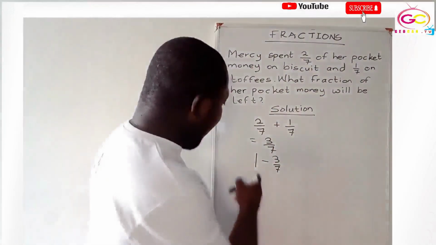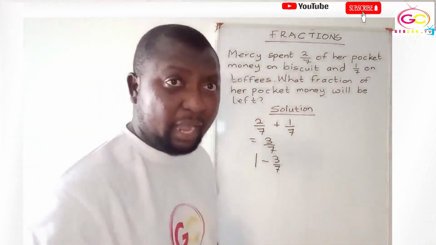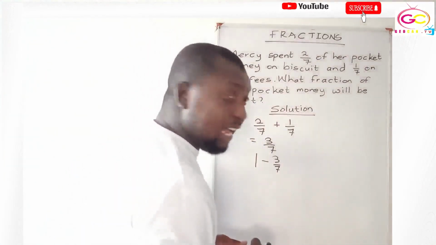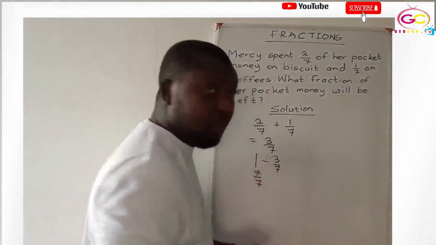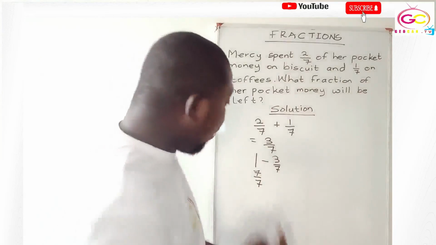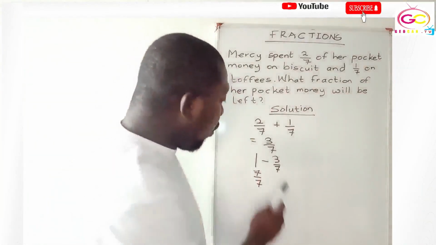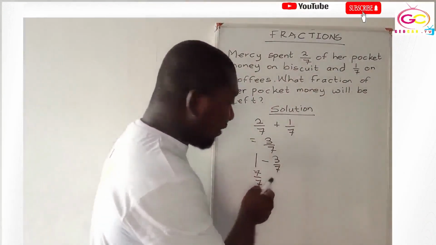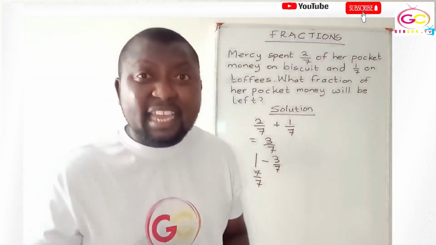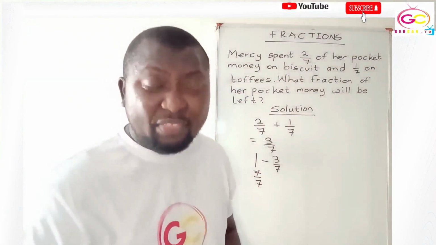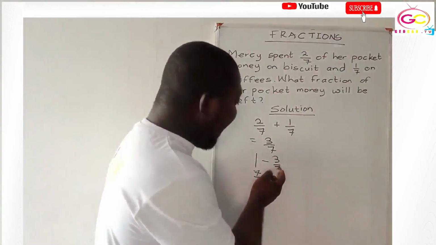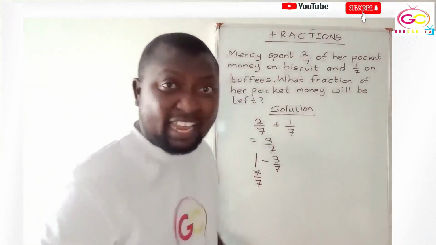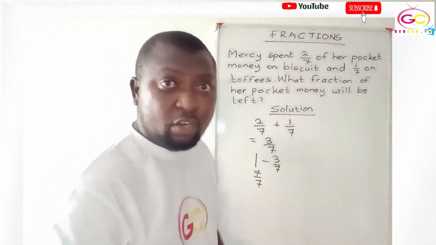Good. Now this one whole number can also be written as 7 over 7. 7 over 7 is the same as 1. Why did I write 7 over 7? Because I want a denominator of 7 here in order to make that subtraction easy. If this were 8, I would have written 8 over 8 in order to have a common denominator of 8.